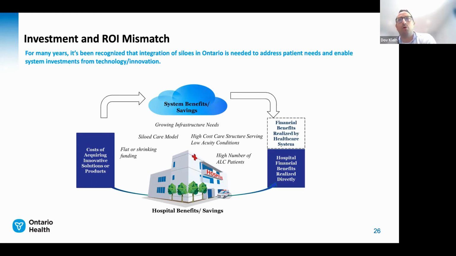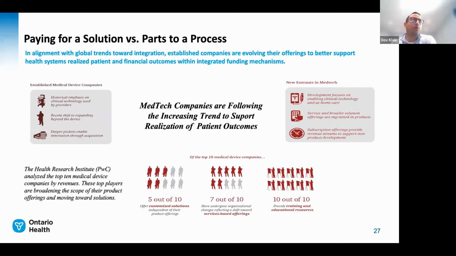The next slide, if you go to the next one, I think the other thing that we need to think about is around paying for solutions versus parts to a process. And we're seeing this happen in the med tech space in particular, where the established companies, and I think it's 7 of 10 of the largest medical device companies in the world, don't consider themselves widget companies anymore. They don't call themselves med tech companies. They call themselves solution companies. They want to be able to align to that outcome that we're trying to achieve to the patient and not be caught up in all the little different bits and pieces that very often come with siloed funding.